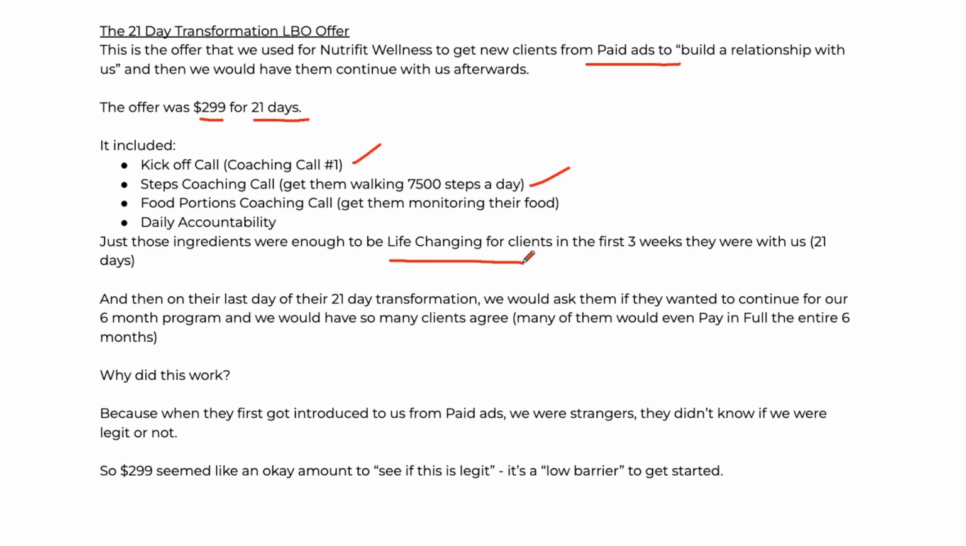So many of them would do that because now the trust and the relationship had been built, versus if we offered them, hey, a $5,000 program and you just met me on the internet, it's a little bit strange, right? And so this is the reason why it works, is because the first time they got introduced with us on paid ads, we were strangers and they didn't know if we were legit or not. And so the $299 seemed like an okay amount to just say, you know what, even if I lost this, it's worth it for me to see if this is legit. So it's a low barrier in order to get started.